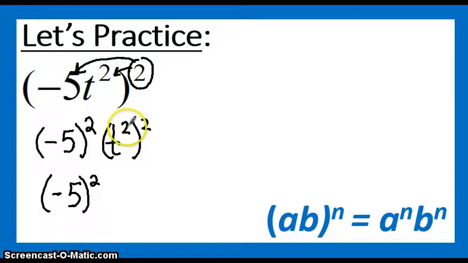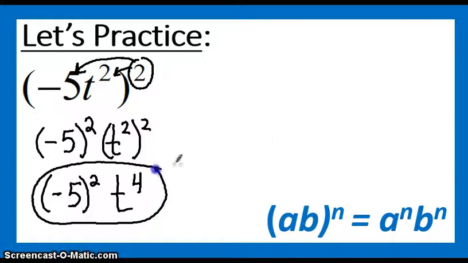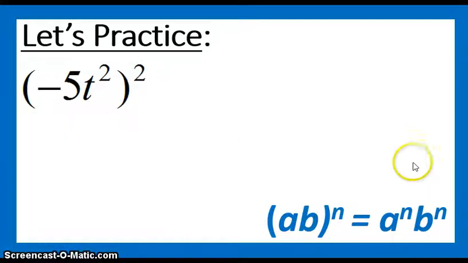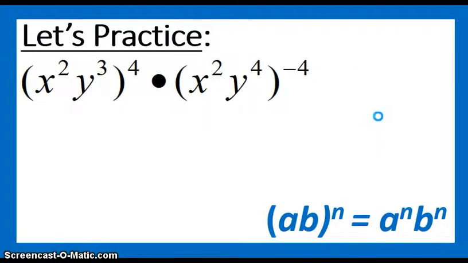But here we have a power of a power. We know that a power of a power means we multiply the exponents. So we get t squared squared, which means t to the 4th power. And here's our simplified expression. Let's try one more example.